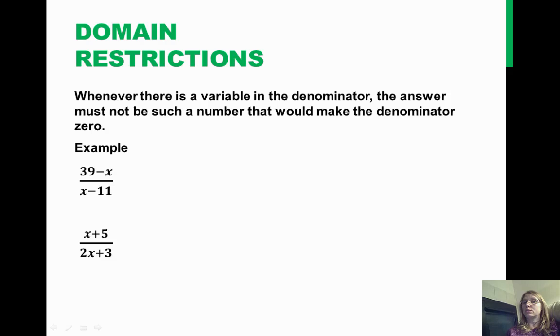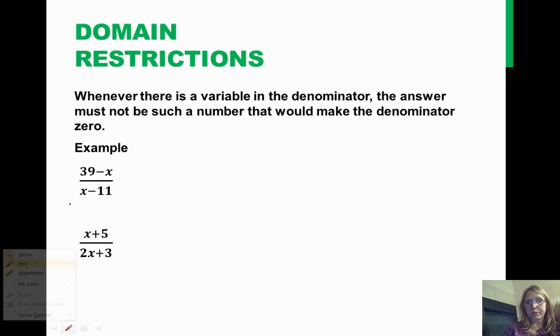So we need to talk about domain restrictions. This is the time when we have to limit what x can be, because there's certain numbers that make the denominator become a 0. And as you know, when the denominator of a fraction is 0, it is undefined. So let's talk about that for a minute.